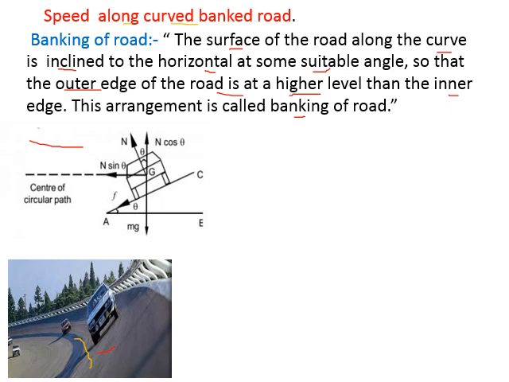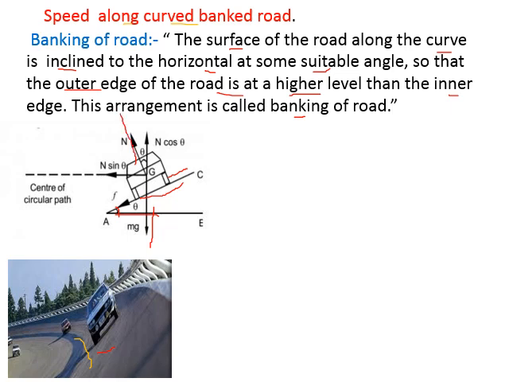Ready? Now start drawing this diagram. Draw this line AE, which is horizontal level. Then draw one more line AC, which is inclined at some angle theta. Here you have to show a number of forces. One force is mg in the downward direction, the weight of the car or vehicle. Then the surface of the road exerts some force in this direction. This is nothing but the normal reaction.